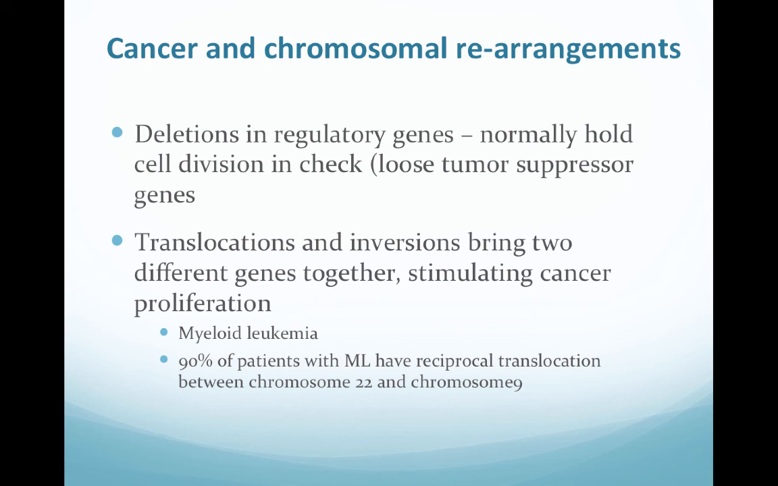Translocations and inversions can bring two different genes together and can really stimulate cancer proliferation. And we see this with myeloid leukemia. Unfortunately, 90% of patients with this type of cancer have a reciprocal translocation between chromosome 22 and chromosome 9. So there very much is a genetic basis to myeloid leukemia. It's hard to treat because it is genetic.